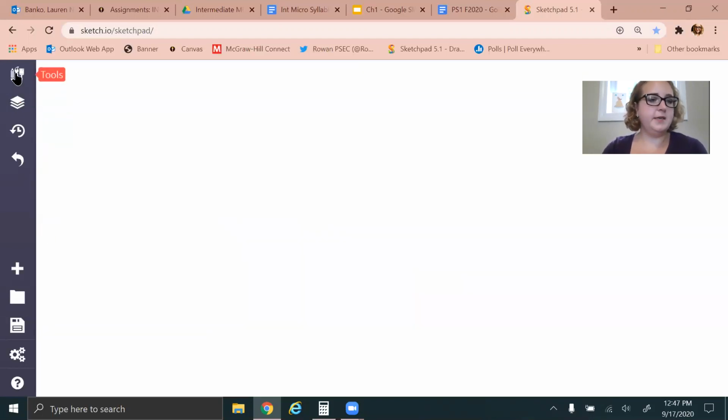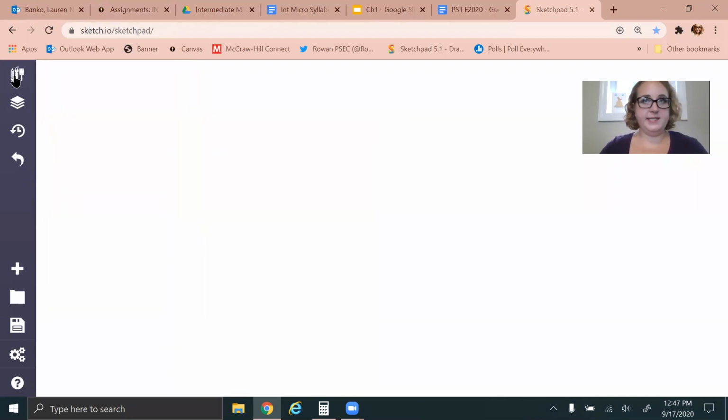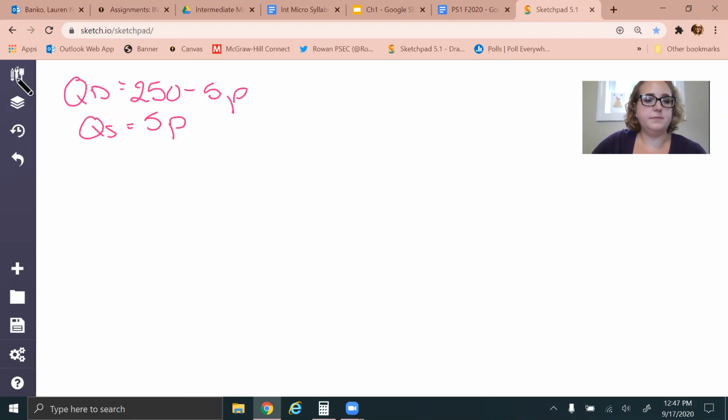So last class we did consumer and producer surplus. I'm going to give us just another example to start the class with. The example of the supply and demand that I'm giving you is something we've already seen. I had you find the equilibrium last class, so you might have that in your notes. Quantity demanded is 250 minus 5p, and quantity supplied is just 5p. So again, we did this in class yesterday. We found that the quantity in equilibrium was 125 and the price was 25.